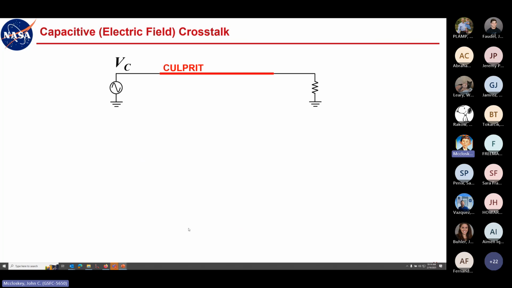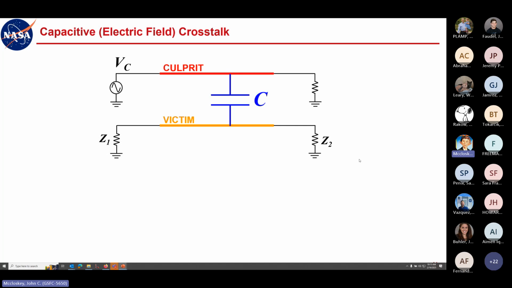So you have some culprit conductor. This could be a bulk cable or a wire, whatever the case may be. But we'll model it as a single wire, but this could be a bulk cable. And for cable-to-cable crosstalk, that's what we're talking about. So you have some noise potential on your culprit, and then you have a victim conductor nearby, a victim cable, and on either end you're going to have some impedance to your signal reference, so Z1 and Z2.